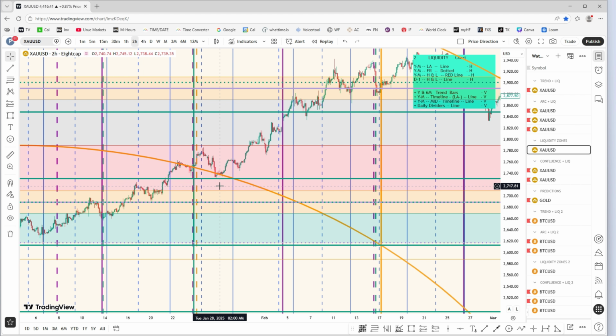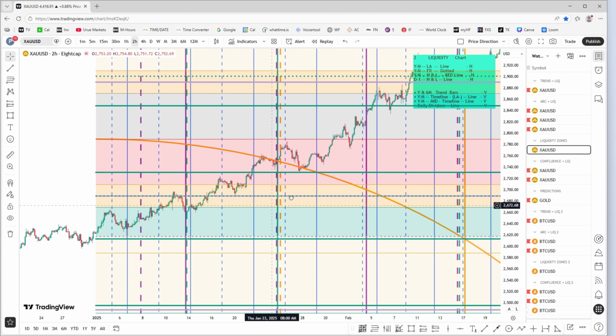Now our analysis is based on the highest liquidity zone, and that is the yearly. That's why in one chart we can have only the yearly Gann arc, because it tells us where price is looking at. And we have also removed the trend.